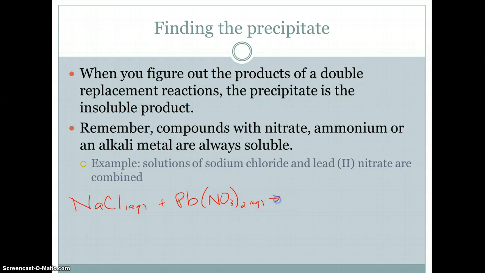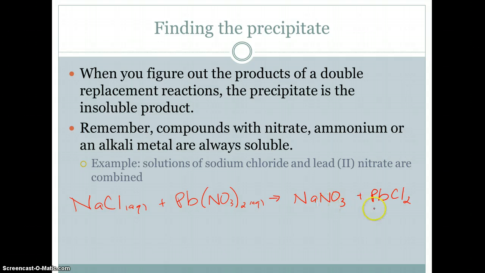Okay, now the same thing happens. The cations still replace each other, so we're going to make sodium nitrate and lead chloride. Now you do have to pay attention to the charges when you're putting those ions together to make your products. Sodium is +1, nitrate is -1, lead is +2, chloride is -1, so we needed 2 chlorides.